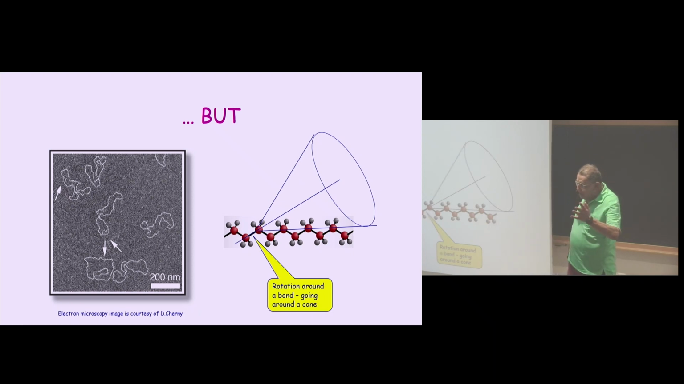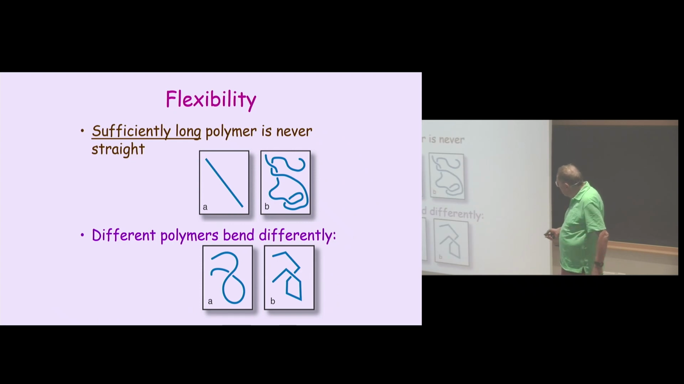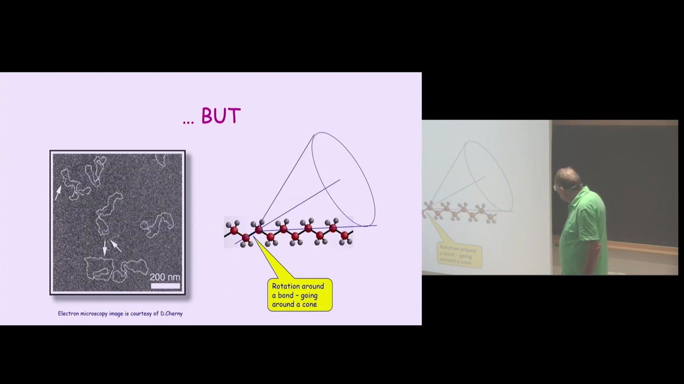So the message of this discussion is that polymers are basically never straight, they form something that is called a coil, and they coil up in various ways. Fact of the matter is that different polymers bend, they all bend, but they bend in different ways. So those are two examples of things that bend in fundamentally different ways.